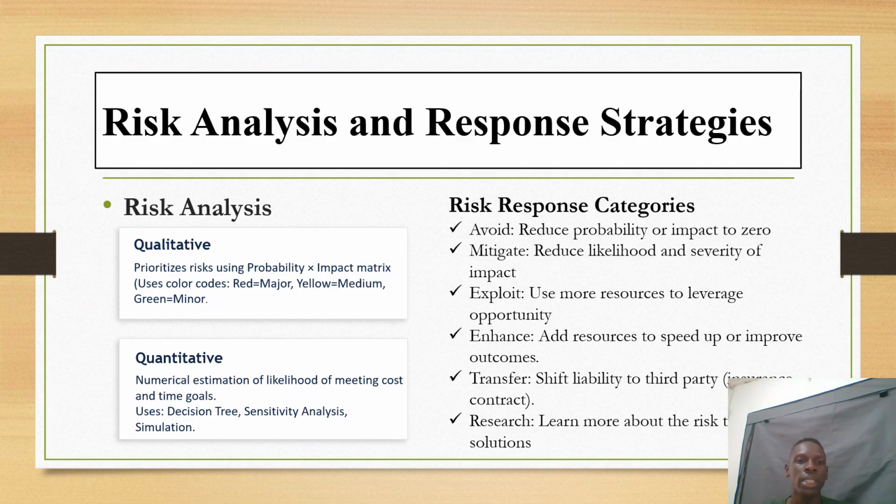We can go ahead and look at risk analysis and response strategies. After identifying these risks, we analyze them using two methods: qualitative analysis and quantitative analysis. Qualitative risk analysis prioritizes risks using the probability and impact matrix. In most cases, they are shown in color codes. For example, if it is a major or high risk, you find it in red. If it is a medium risk, you find it in yellow. And if it is a minor risk, you find it in green.